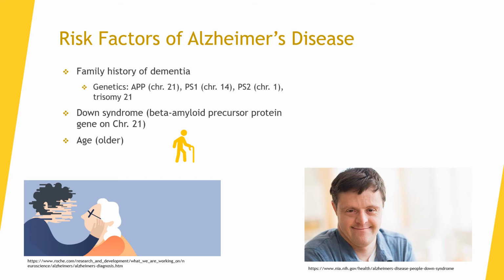The risk factors of Alzheimer's disease include family history of dementia. This is where the genetic factor plays a role. The APP gene in chromosome 21, PS1 gene in 14, PS2 gene in number 1, as well as having trisomy 21 can predispose an individual to Alzheimer's disease. And because it's genetics, if any individual in the family has that, the more directly related that individual is to you, the higher risk you'll have of developing this disease.